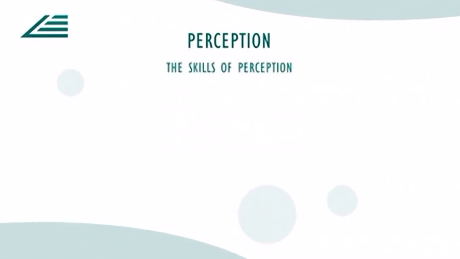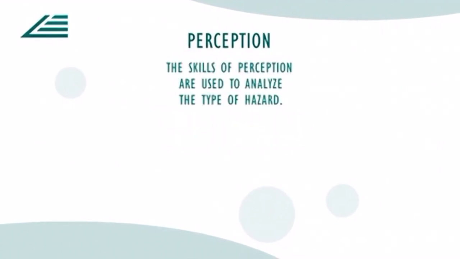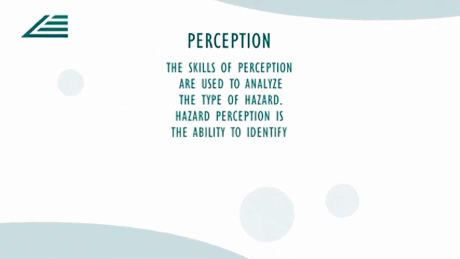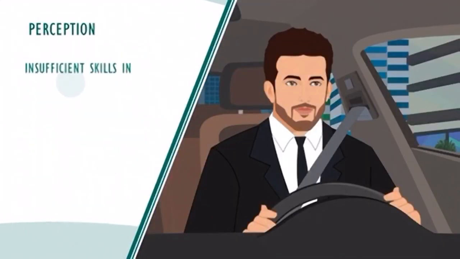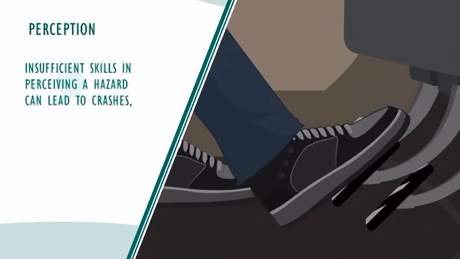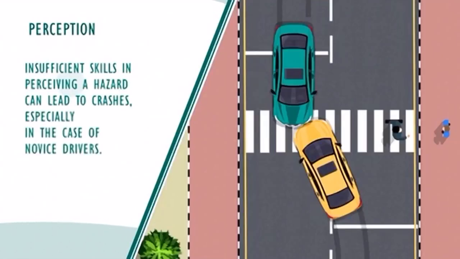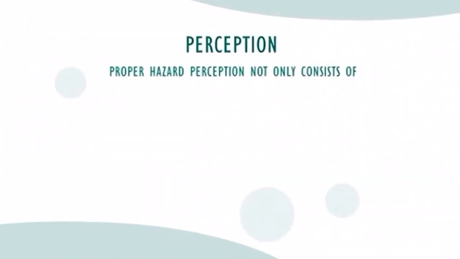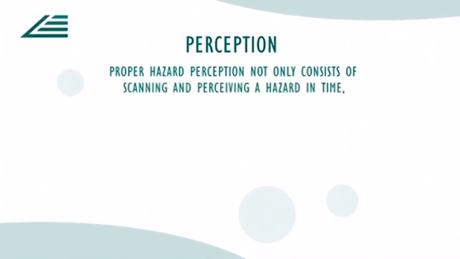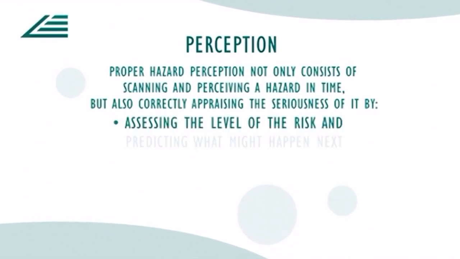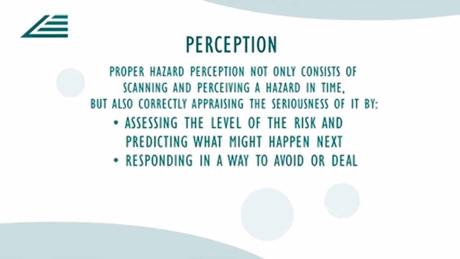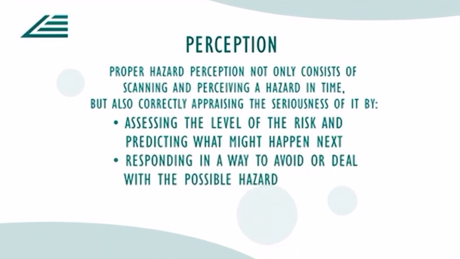The skills of perception are used to analyze the type of hazard. Hazard perception is the ability to identify potentially dangerous traffic situations. Hazard perception is a vital part of the driving task. Insufficient skills in perceiving a hazard can lead to crashes, especially in the case of novice drivers. Proper hazard perception not only consists of scanning and perceiving a hazard in time, but also correctly appraising the seriousness of it by assessing the level of the risk and predicting what might happen next, responding in a way to avoid or deal with the possible hazard.